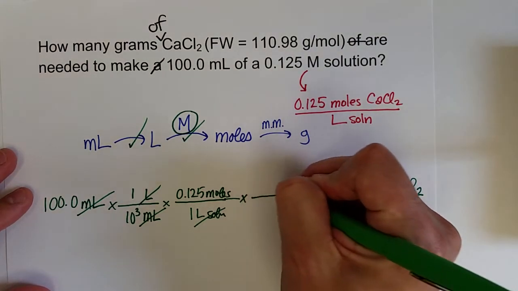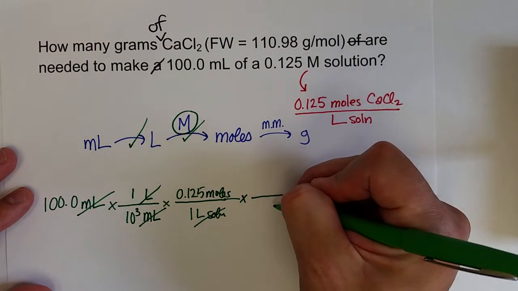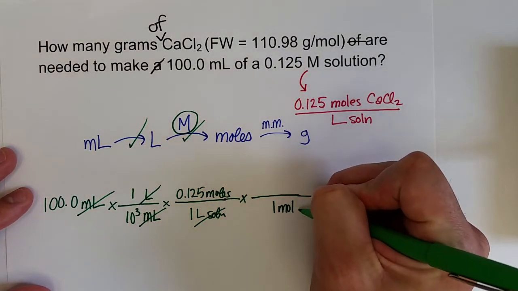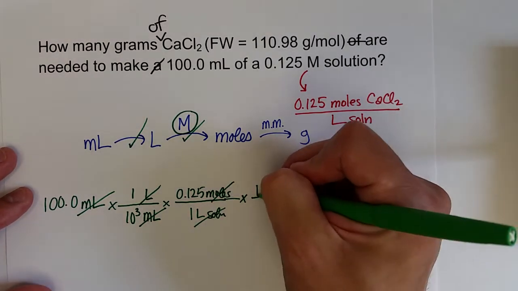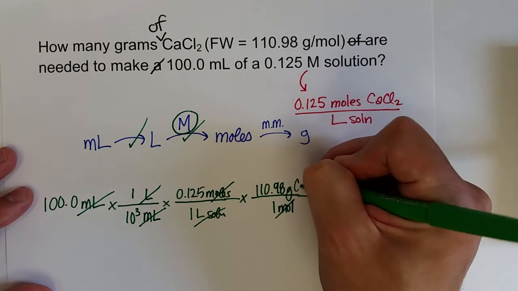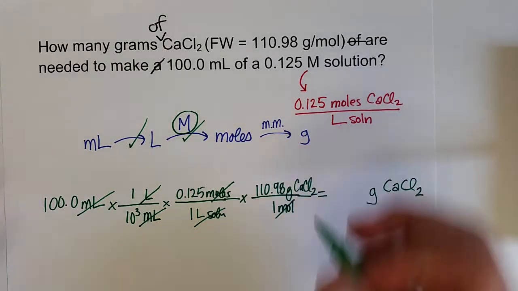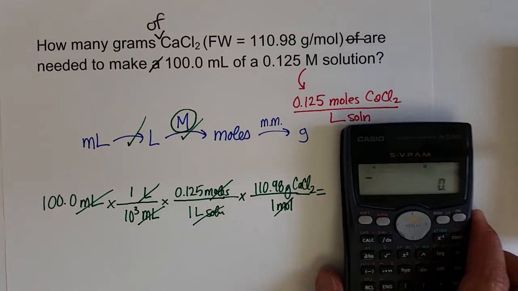Last, I'm going to use the molar mass as a conversion factor, and of course I want moles on the bottom so that the moles cancel out, and there's 110.98 grams of calcium chloride in 1 mole. And so, as you can see, we use 3 conversion factors, but the only unit I have left is grams of calcium chloride, which is what I wanted for my final answer.